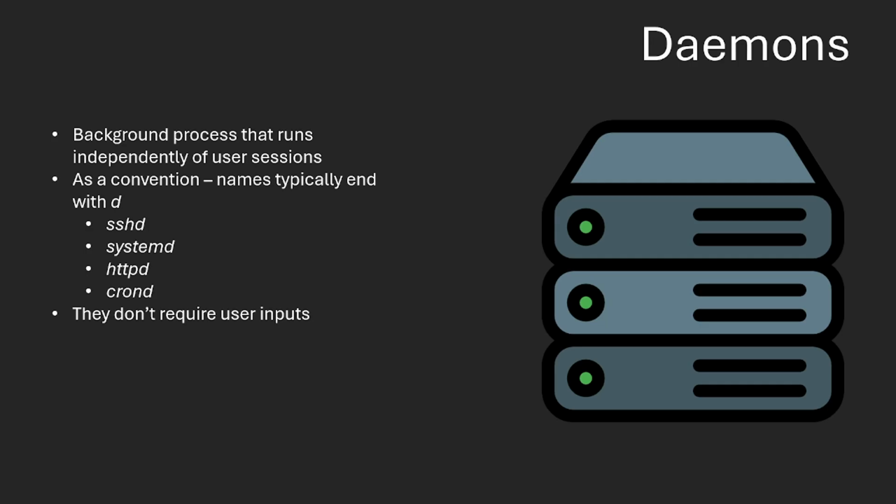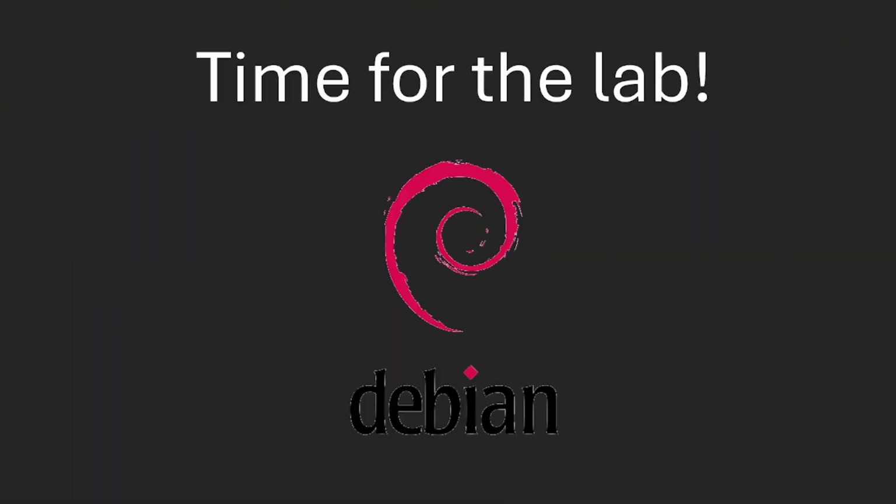As for the naming convention, daemon processes are mostly appended with the letter D, that stands for daemon. For example, sshd, systemd, httpd, crond. As they run in the background, they don't really need any additional user input. Alright, with all that theoretical basics, we can jump straight into our Debian and test our knowledge in real life.